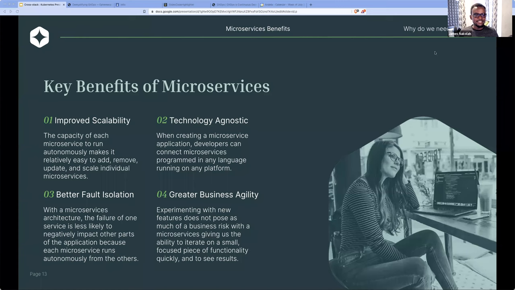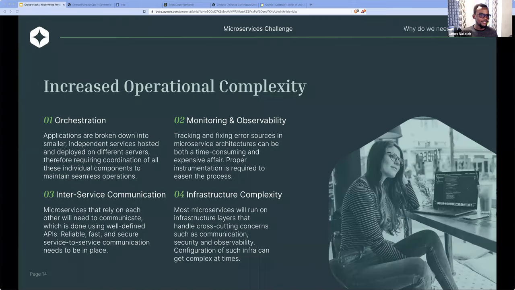But with these benefits, like any other thing, challenges also come. I will not go into detail about challenges, but I will just focus on one challenge that we aim to solve. And that is the challenge of increased operational complexity.